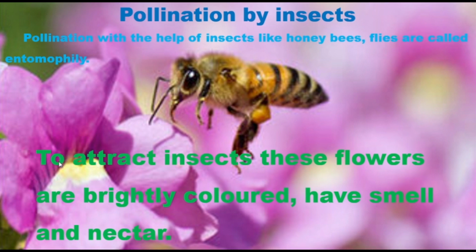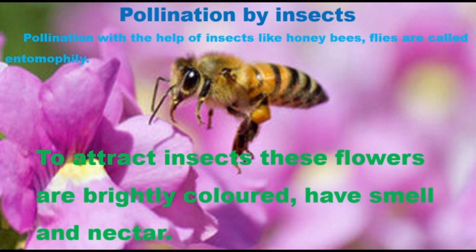So what are the characters of the flower? To attract the insects, these flowers are brightly colored, and have smell and nectar. When you look at the flower, it has a bright color, so it attracts insects. It attracts the butterfly, and it has a smell; a good smell comes. In order to attract insects, there is also nectar, the honey, present in the flower. So the insects come there to suck the honey or nectar from the flower.